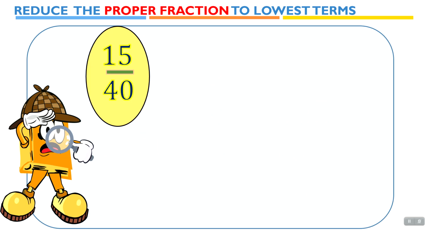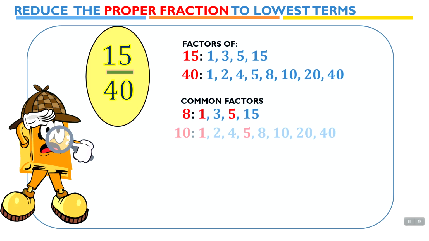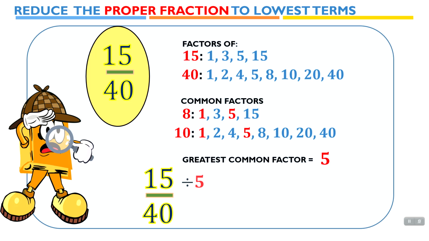There are numbers that 15 and 40 can be divided by to give us smaller numbers. In order to do that, we have to list the factors of 15 and the factors of 40. The common factors of 15 and 40 are 1 and 5. And the greatest common factor is 5. And so we divide 15 by 5 to get 3. And we divide 40 by 5 to get 8. And therefore our answer in lowest terms is 3 over 8. And now you've solved the mystery of dividing fractions.